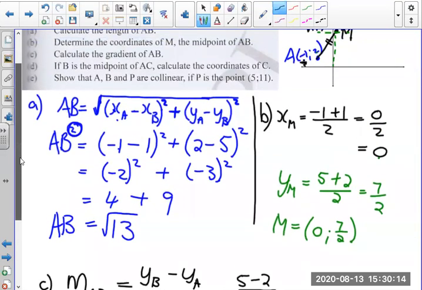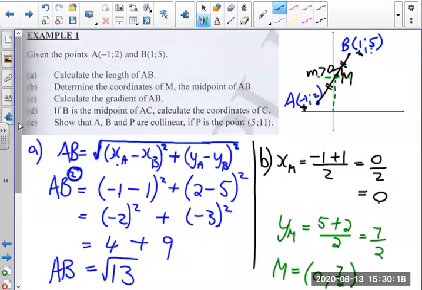Okay, now number D. They say if B is the midpoint of AC, calculate the coordinates of C. So that means now they tell me B is the midpoint. So there's AB. So that means I must lengthen that line. Now I don't have enough space there. I must lengthen that line to get a point C, so that B is the midpoint. Now they don't ask me the midpoint, they give me the midpoint. So I'm just going to use the midpoint formula again.